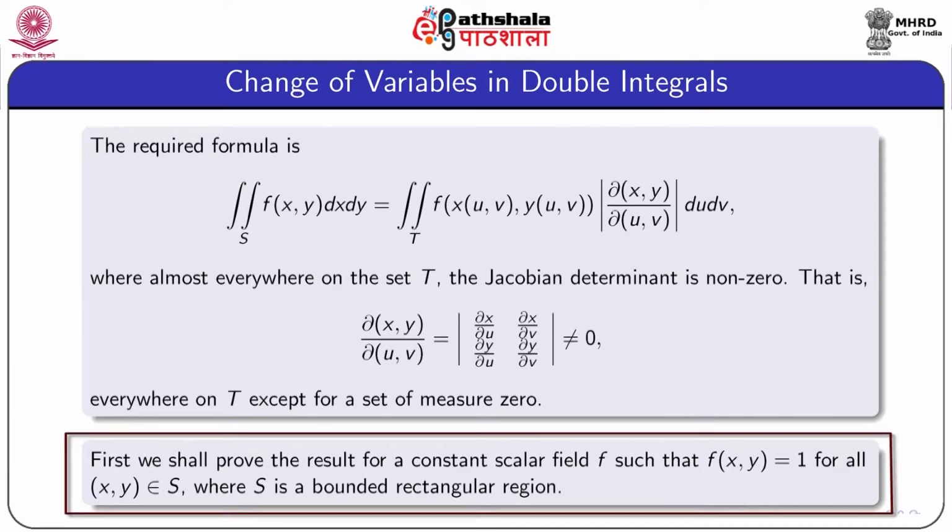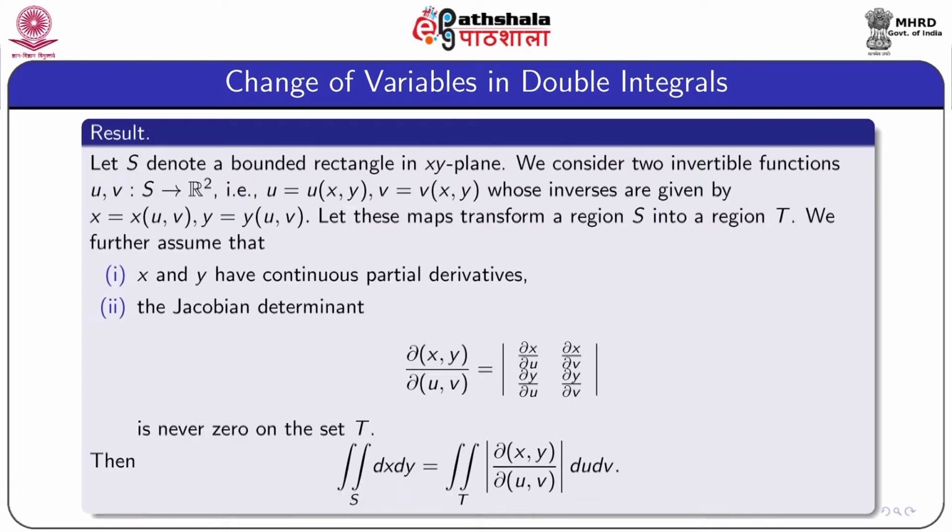First, we shall prove the result for a constant scalar field f such that f x y is identically 1 for every x y in S, where S is a bounded rectangular region. Result: let S denote a bounded rectangle in the xy plane. We consider two invertible functions u v from S to R2 given by u equal to u x y, v equal to v x y, whose inverses are given by x equal to x u v, y equal to y u v. Let these maps transform the region S into another region T.